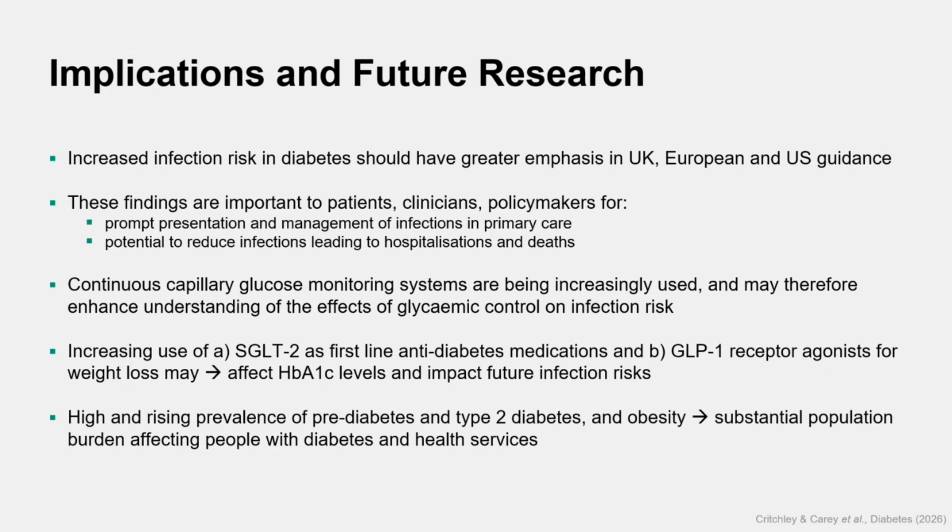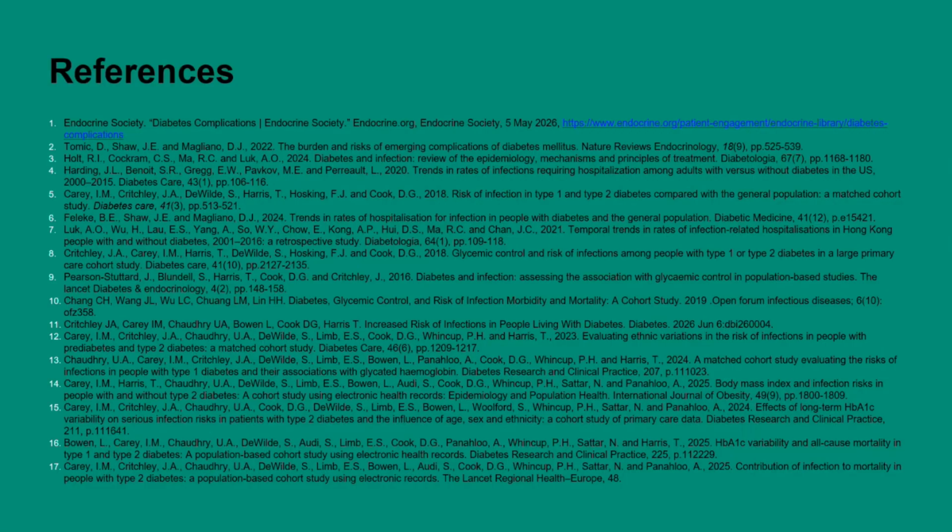It's really important to say that there is a high and rising prevalence of both pre-diabetes and type 2 diabetes and obesity. All of this has substantial health burdens, particularly when it comes to diabetes care management, particularly of complications. So it's important to bear all of this in mind.